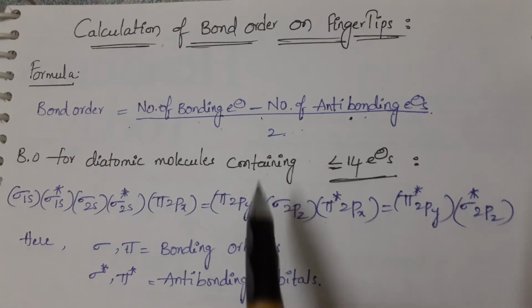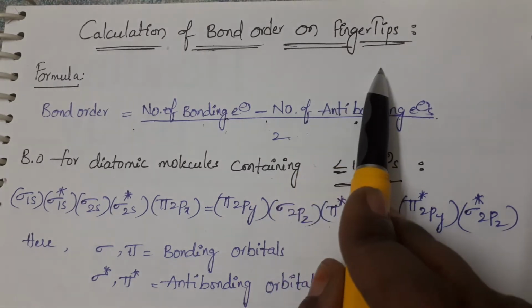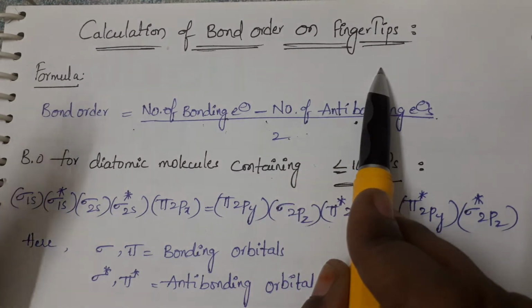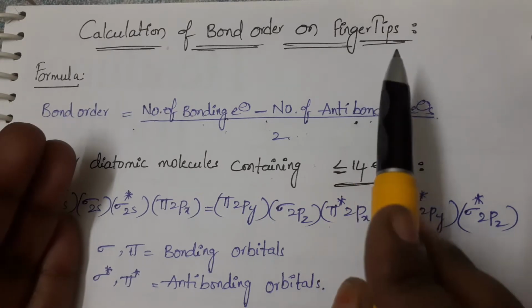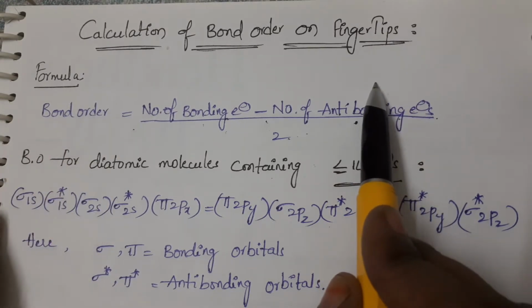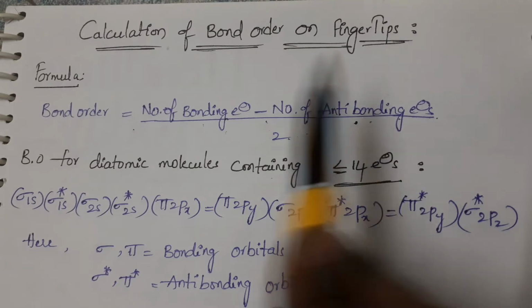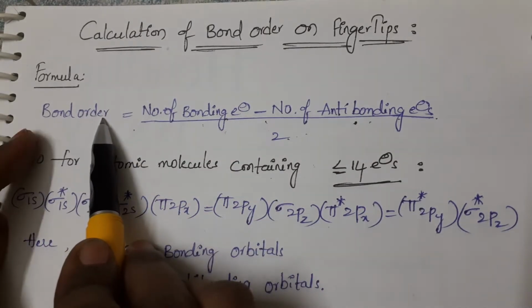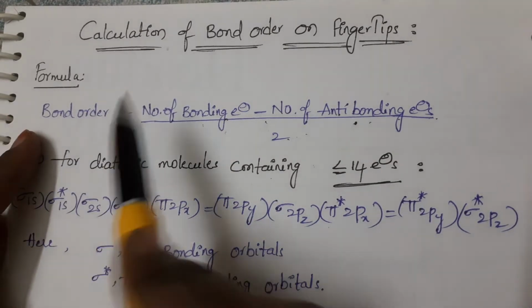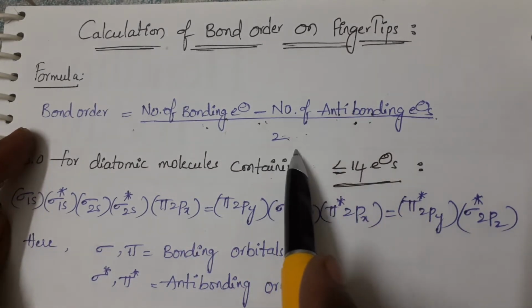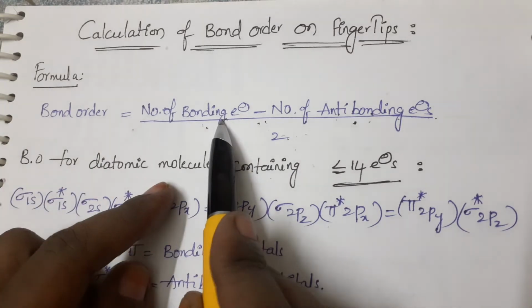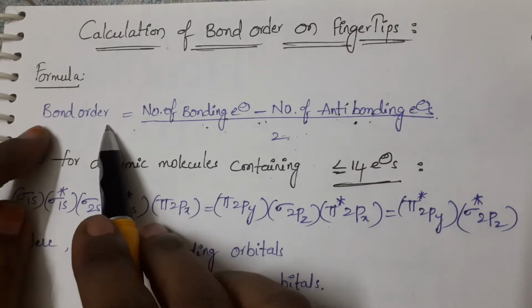Today's topic is calculation of bond order on fingertips. It is one of the important topics in all competitive exams like MSET, NEET, IIT, JEE and all other competitive exams. Moving to the topic, what is the formula for bond order? The formula for bond order is equal to the number of bonding electrons minus the number of anti-bonding electrons, divided by 2. If we substitute bonding electrons and anti-bonding electrons, we'll get the bond order.